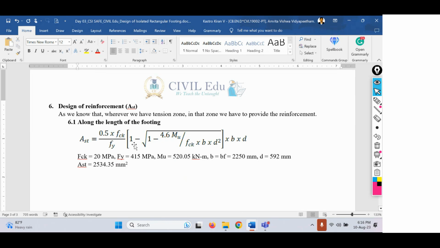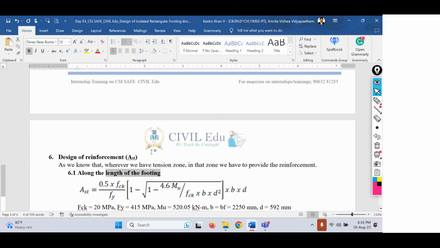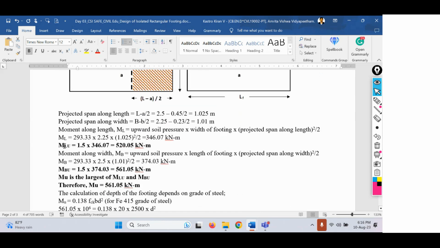But remember here, when you are finding out the area of steel, the Mu should not be taken as the maximum one. What you have to take, since we are calculating the reinforcement, that is Ast value along the length of the footing, whatever the value of Mu that is there along the length of the footing, here you can see. So Mu along the length of the footing is 520.05. You have to consider this one, not the maximum one.